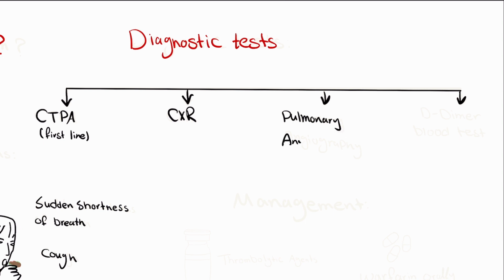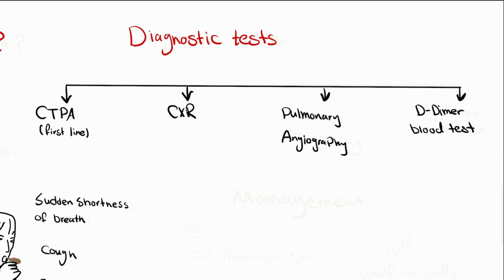If needed. The D-dimer blood test is a test that is useful in seeing whether there is a possibility of there being pulmonary embolism or not. If the number that comes back is more than 500, that means it is abnormal, there is a possibility of there being pulmonary embolism, but it is not specific to it.